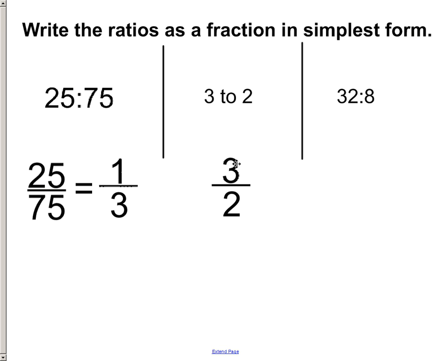3 to 2 would go like this. The first number is always the one that would go on top. The second number always goes on bottom, and we can't simplify that one, so we're fine. And this one goes to 32 to 8, but we can simplify it. Technically it equals 4, but we want a fraction. That means we need 2 numbers. Yes, a ratio does need 2 numbers. So how to make a 4 into a fraction? Put a 1 under it.